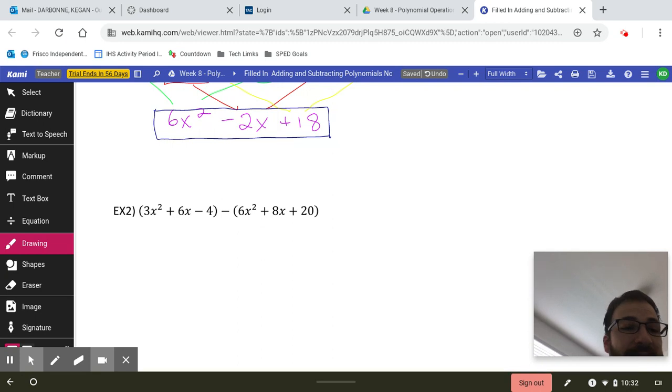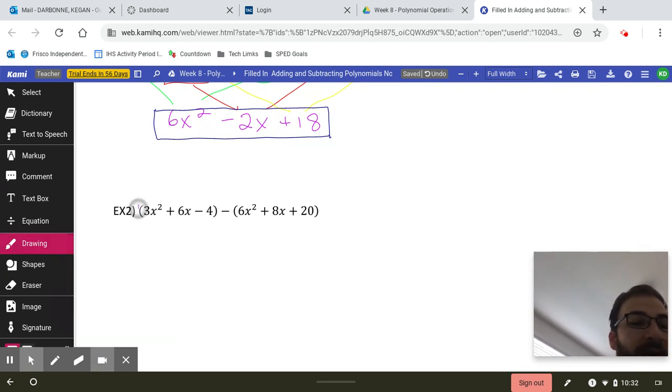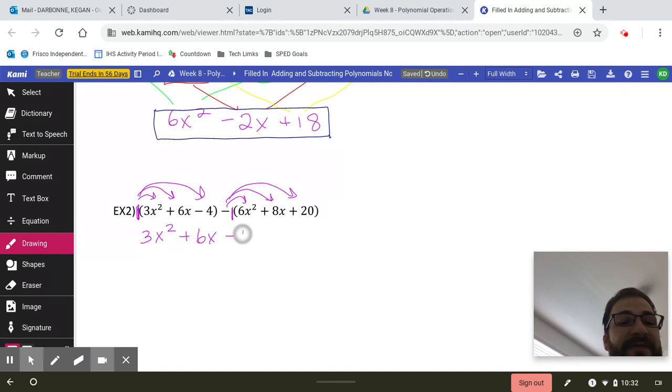When we subtract, subtraction is just a little bit harder because while we still just have a positive 1 in front of our first set of parentheses, now we have a negative 1. And if I distribute a negative 1 to everything on the inside, then that's going to change the sign of everything on the inside. So the front stays the same, 3x squared plus 6x minus 4, but my back equation becomes negative 6x squared, negative 8x, and negative 20, because I distributed a negative to everything on the inside.